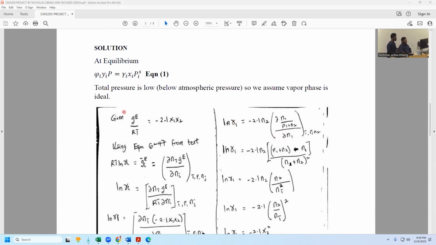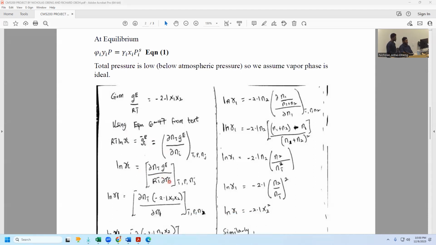Now, using our given excess Gibbs energy and equation 6.47 from the text, we are going to obtain our activity coefficient. RT ln gamma i, where gamma i is our activity coefficient, is equal to the partial derivative of the product of the total moles and the excess Gibbs energy with respect to the moles of component i. Now, dividing this equation by RT, we obtain our next equation.